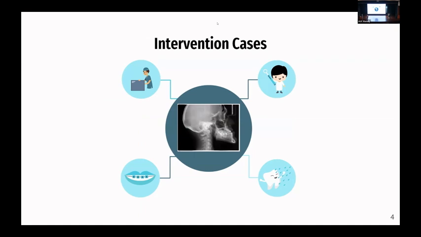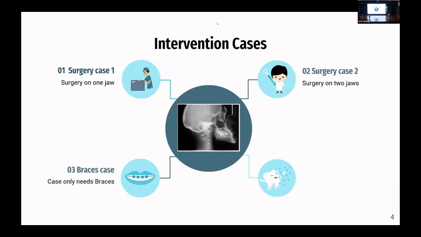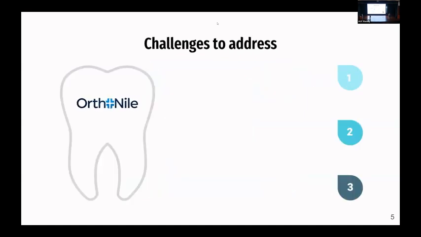We have 4 intervention cases. First thing is surgery on one jaw. Second thing is surgery on 2 jaws. Third thing is that this person only needs braces. And the fourth thing is a healthy patient.